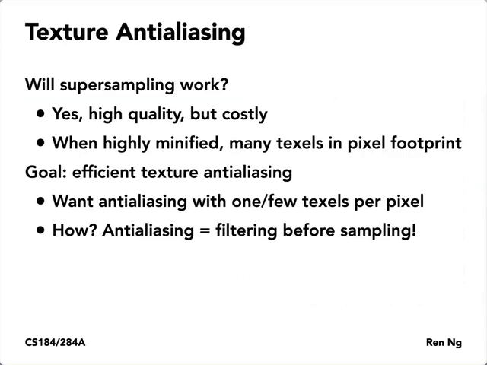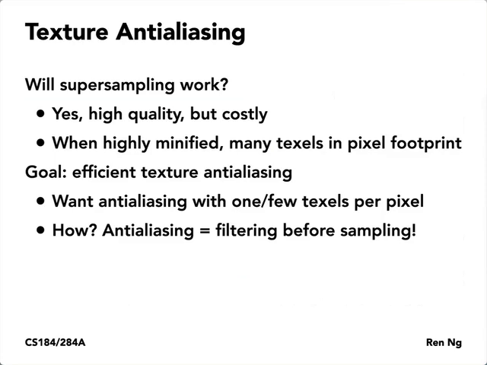When very minified, you might have a lot of texels. Again, those are texture image pixels. A lot of texels in the pixel footprint, and you might have to do a lot of supersampling in order to anti-alias. So the goal I want to talk about for the rest of this lecture is that supersampling is not a very common scheme for getting rid of texture aliasing because it's too inefficient. I want to talk about the efficient texture anti-aliasing methods that have been developed.